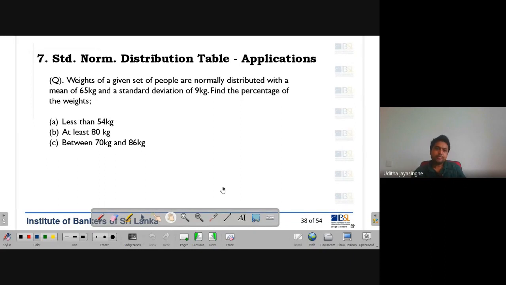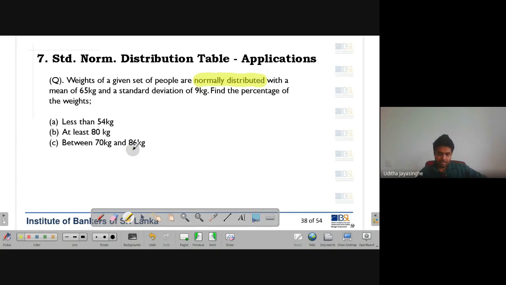Look at this question. Weight of a given set of people are normally distributed. Now, this is the most important thing to highlight. You cannot apply any of these theories unless the question categorically says that these are normally distributed. If they are skewed or some kurtosis issues are there, none of these theories could be applied. Be very careful with that. So unless given so, we have to assume and practically apply the standard normal distribution theory.